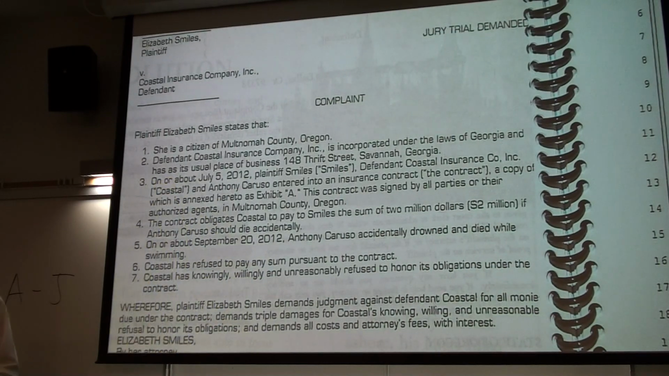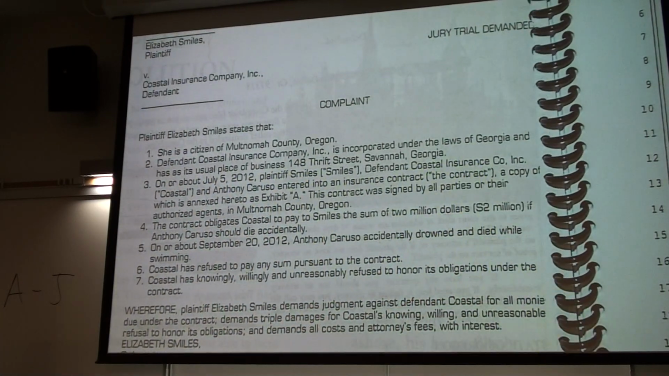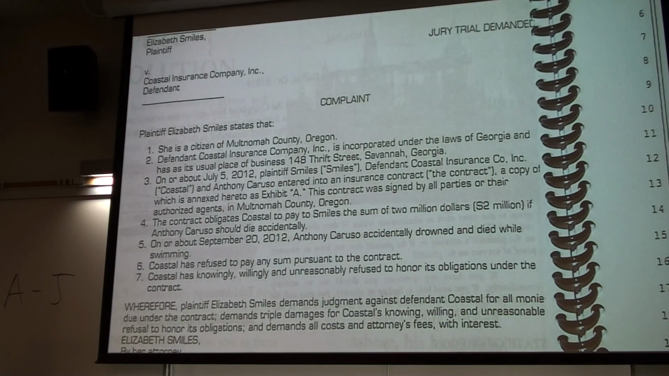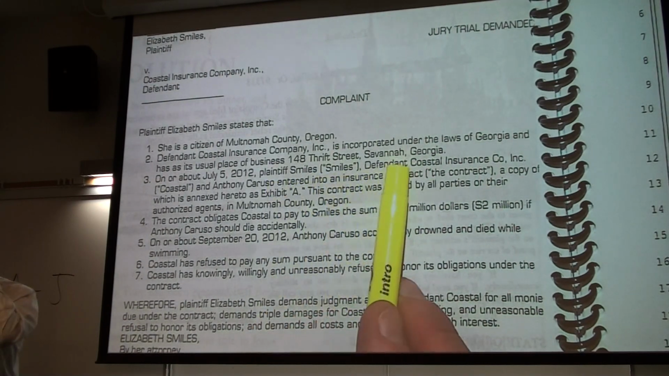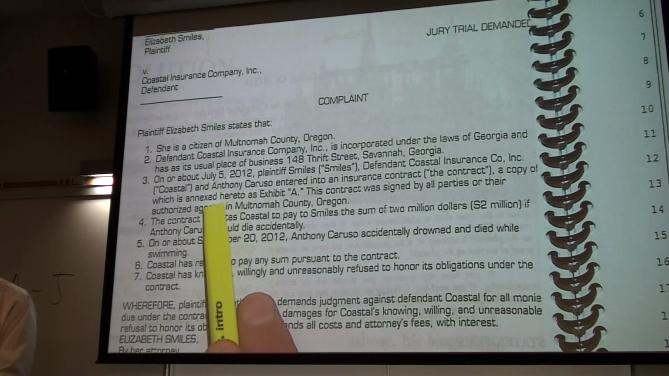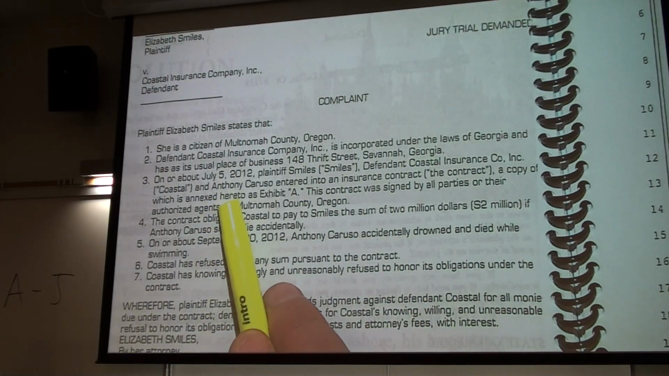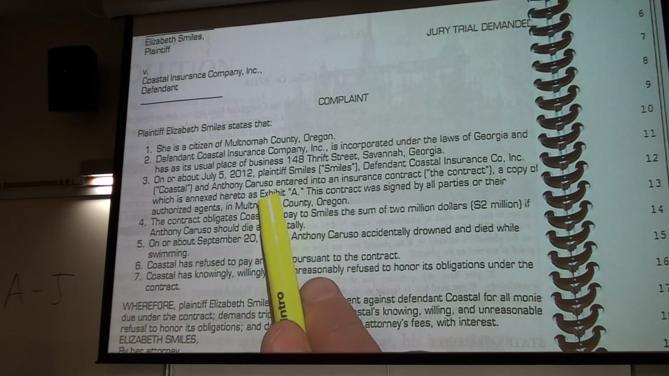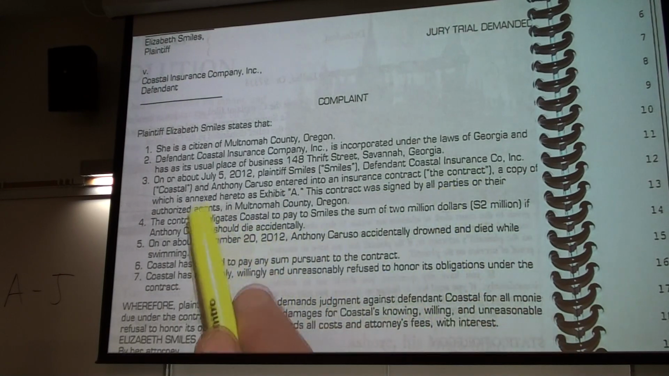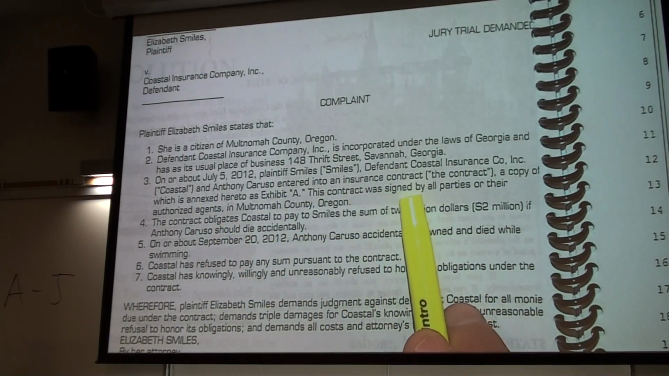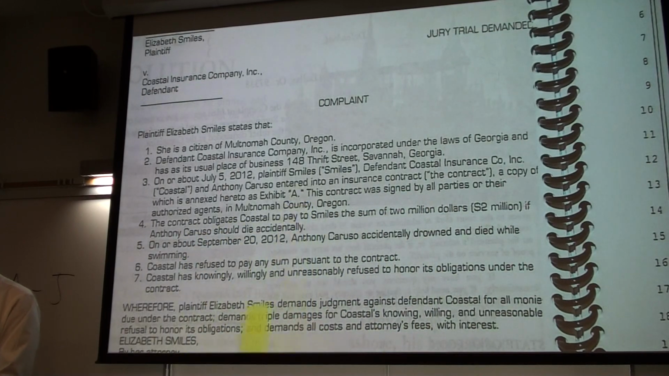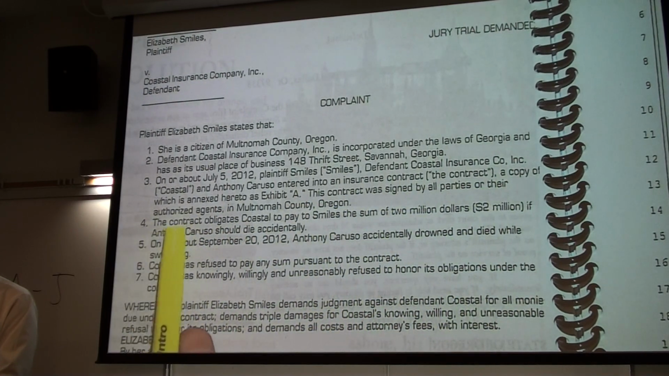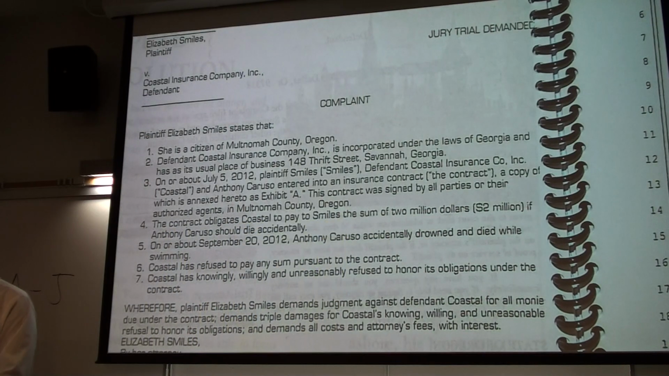Number two, defendant Coastal Insurance is incorporated under the laws of the state of Georgia and has its usual place of business there in Savannah, Georgia. Number three, on or about July 5th, 2012, Plaintiff Smiles, Defendant Coastal Insurance, and Anthony Caruso entered into a contract, a copy of which is annexed as Exhibit A. Contract was signed by all parties or their agents in Multnomah County, Oregon.